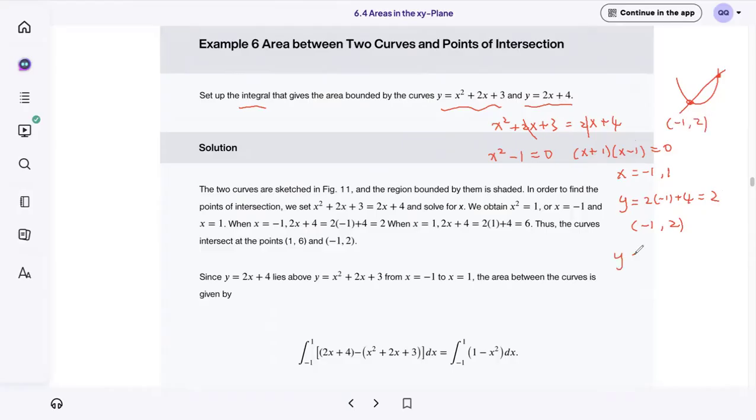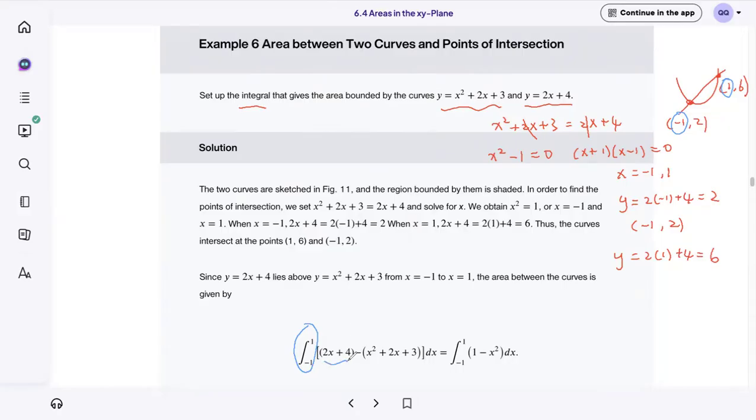Then when x equals 1, we have 2 times 1 plus 4. That's 6. So that's (1, 6). So I have these two points. The only important thing for us is the x value, the lower limit and the upper limit on the x-axis. So we can set up the integration like this. The lower limit is -1, upper limit is 1. And we see the line is above the quadratic, the parabola.